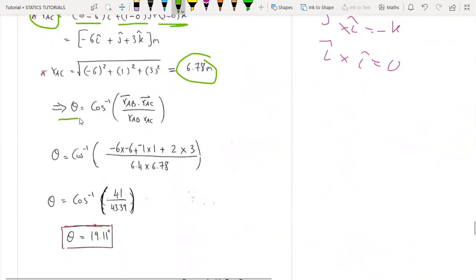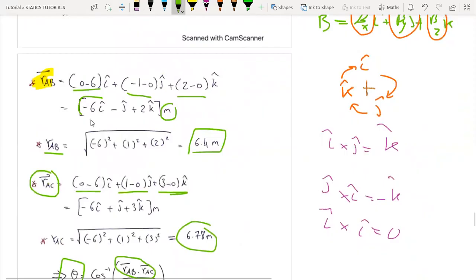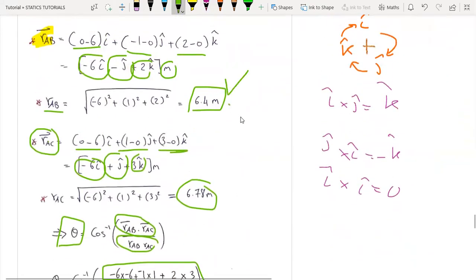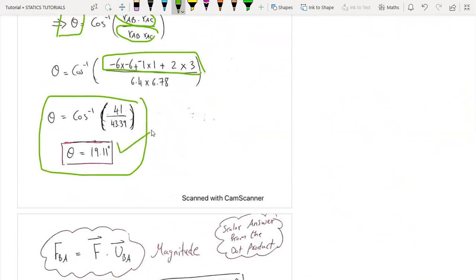Now we are ready to substitute. So here the dot product will be minus 6 multiplied by minus 6, plus minus 1 multiplied by 1, plus 2 multiplied by 3. Here the magnitudes are multiplied by each other, so 6.4 multiplied by 6.78. We can substitute it in the calculator and get the angle.